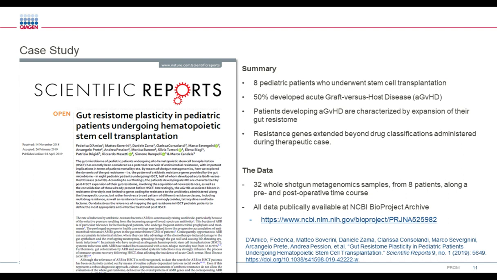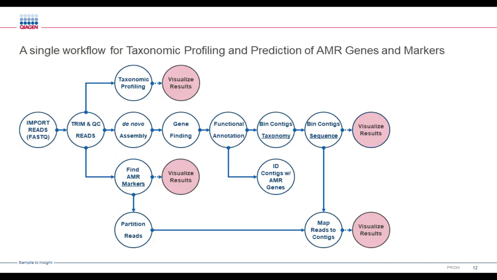So the data is all publicly available at the NCBI's Bioproject Archive at the link below, and it includes 32 whole genome, whole shotgun metagenomic samples from each of the 8 patients, as well as the associated metadata from the individual patients. And what we'll be doing today is building a workflow, which at first glance may look complicated, but we'll be stepping through each of the parts of this workflow individually.